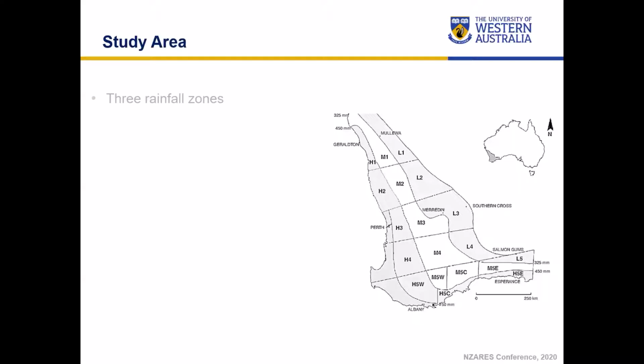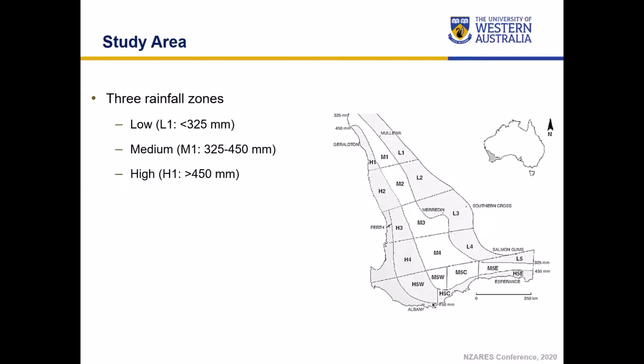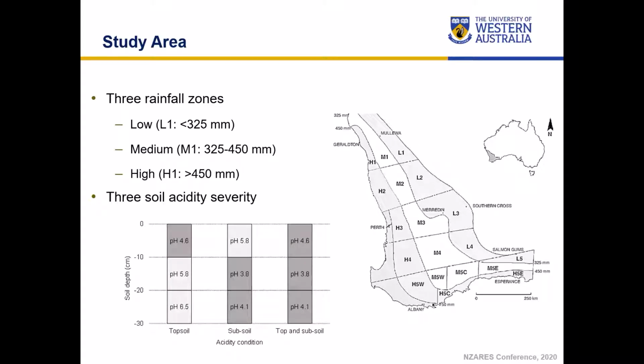We chose the northern wheatbelt as our study area with 3 rainfall zones, low, medium, and high, and with 3 soil acidity severities, when there was only topsoil or subsoil acidity, or both top and subsoil horizons were acidic.